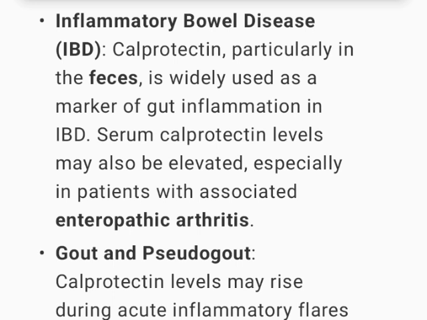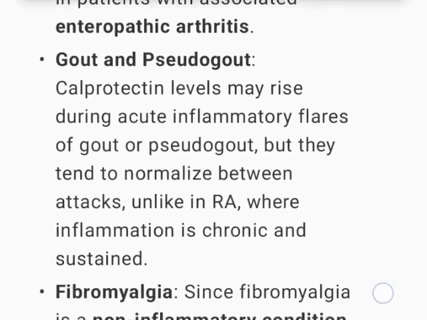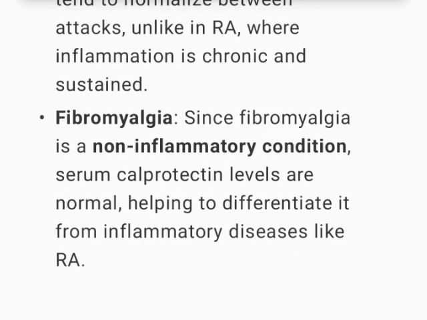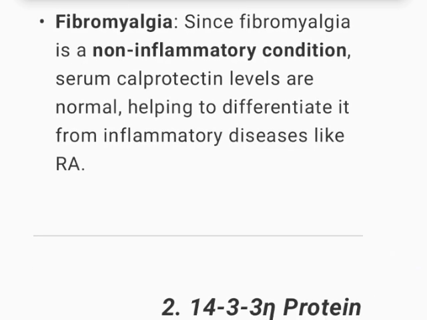Gout and pseudogout. Calprotectin levels may rise during acute inflammatory flares of gout or pseudogout, but they tend to normalize between attacks, unlike in RA, where inflammation is chronic and sustained. Fibromyalgia. Since fibromyalgia is a non-inflammatory condition, serum calprotectin levels are normal, helping to differentiate it from inflammatory diseases like RA.